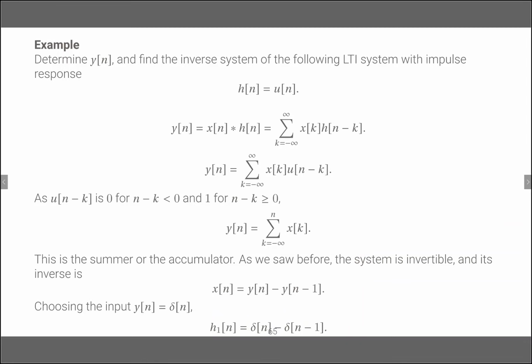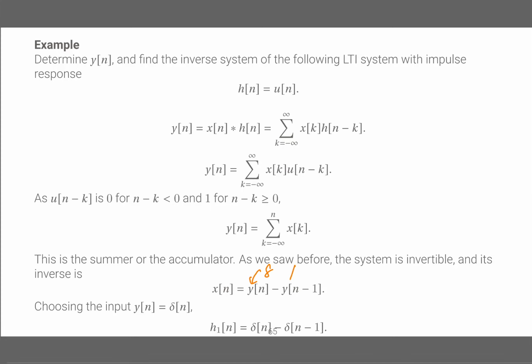So now, by putting y equals delta, you can see this is the inverse system. The input is yn to that and the output is xn. So instead of yn we put delta, and therefore we must be getting hn. Actually it is h1n because it is the inverse system. That's the symbol that we use for that.